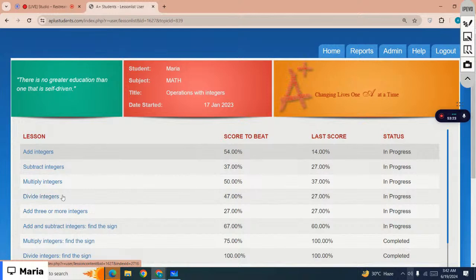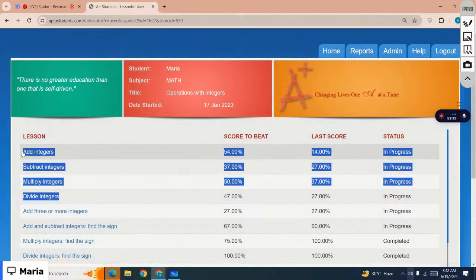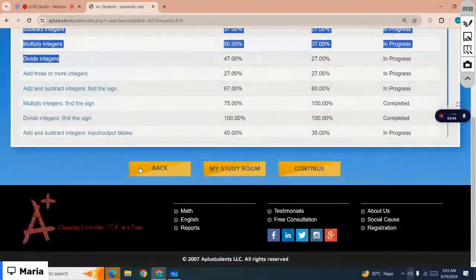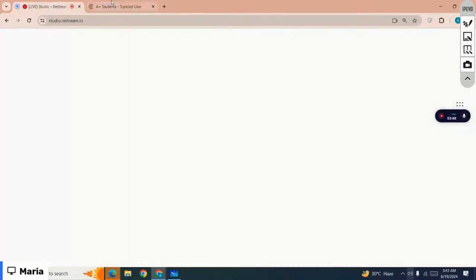The topics covered today are add integers, subtract integers, multiply integers, and divide integers, right? So please make sure that before the next session you complete all the practice questions for the lessons we did today. That is your homework until the next session, right? So if you need more help with any of the lessons, you can contact any tutor on Skype.